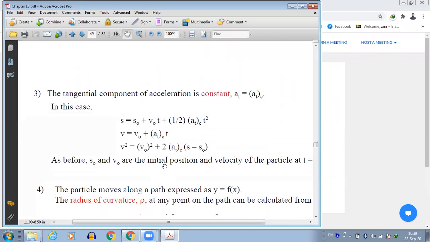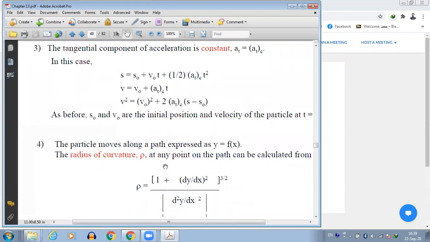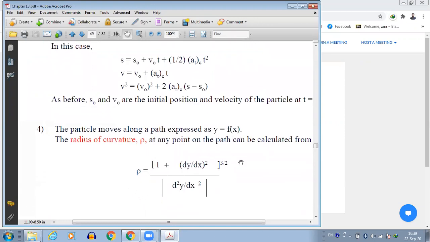The fourth thing is that if we know the path of the motion of the particle as y as a function of x, then we can find the radius of curvature using this formula: rho equals 1 plus dy by dx square, whole power 3 by 2, divided by the absolute value of d square y by dx square. This formula will be provided to you in the exam if needed. But it can only be used if you know the path of the curve, so y as a function of x. If you know that, then you can use this formula.